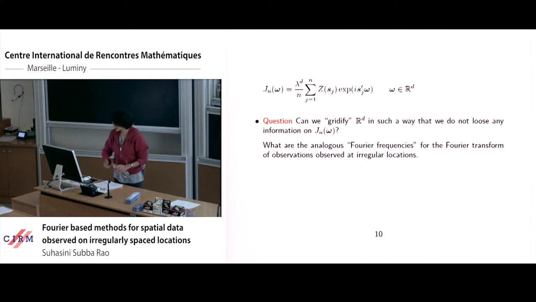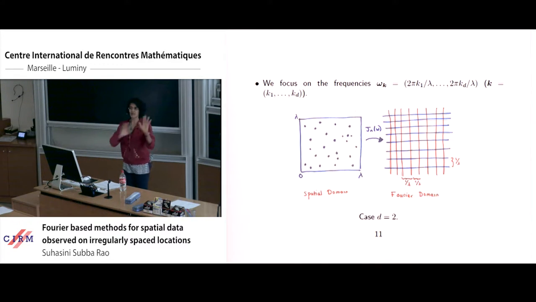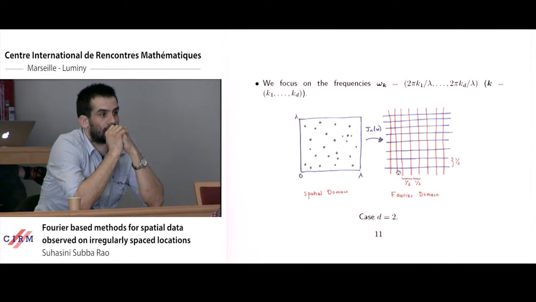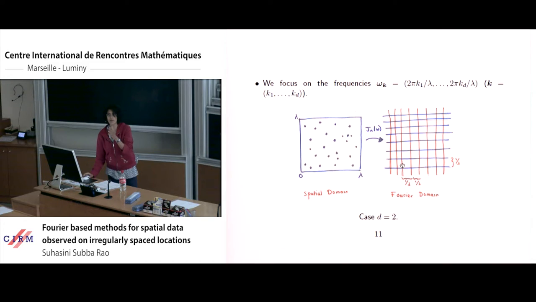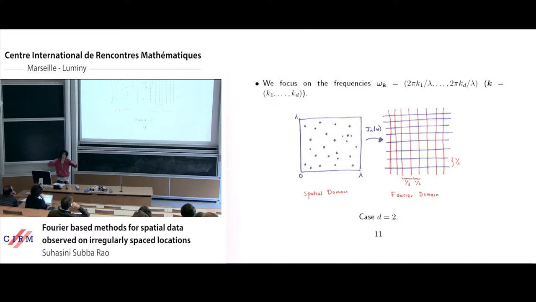So what I explain here is that you can do it in this way. This is my crude, low-tech diagram. Here is my spatial random field at regular locations, and I'm going to take the Fourier transform and look at a specific grid. The distance between each point on the grid is 1 over lambda. So I'm looking at my Fourier transform on this grid of spacing 1 over lambda. As lambda gets bigger and bigger in my spatial domain, in my Fourier domain I have a grid of R^d, but the grid frequencies get closer and closer. So this is the grid I'm going to be looking at.